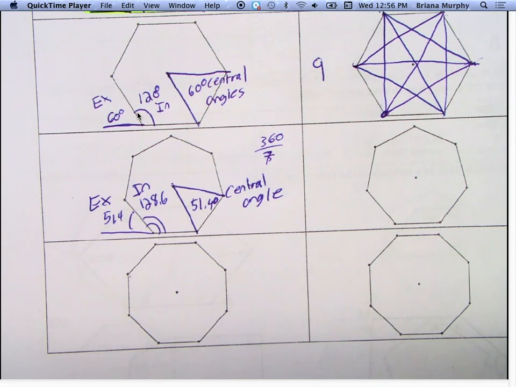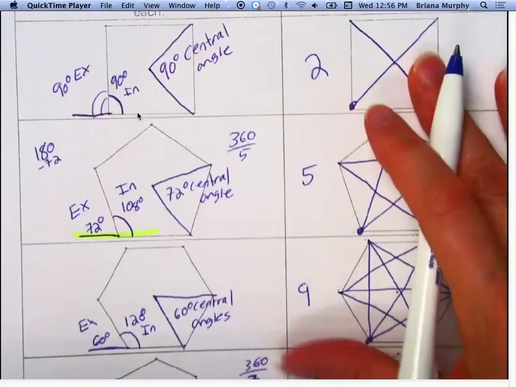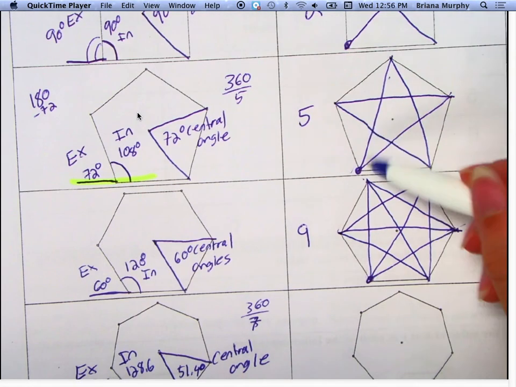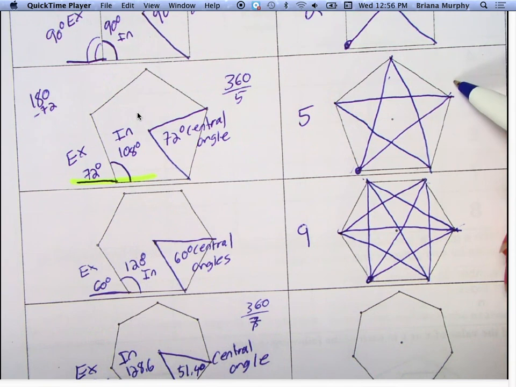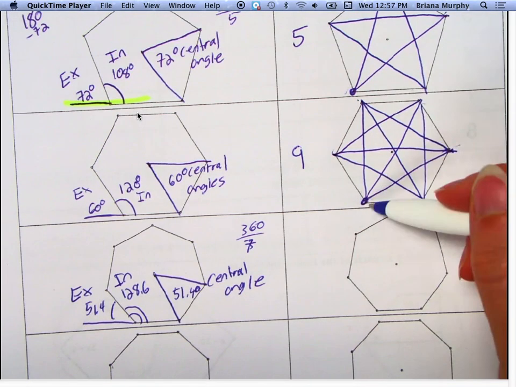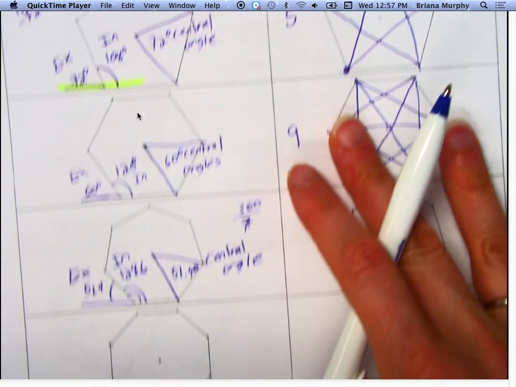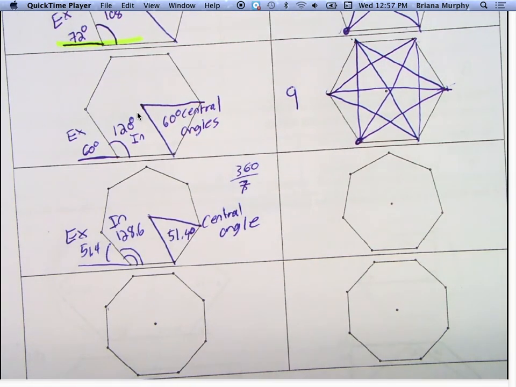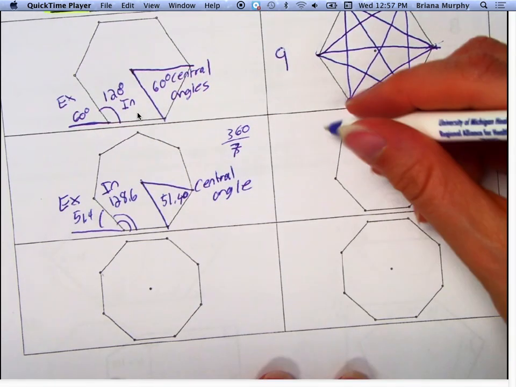Okay. I could do 1 diagonal from each vertex for a square, 2 diagonals from each vertex for the pentagon, 3 diagonals from each vertex for the hexagon. So how many from each vertex for the heptagon? 4. Okay, I have to count them as I go. So watch me, I'll try to draw slow.